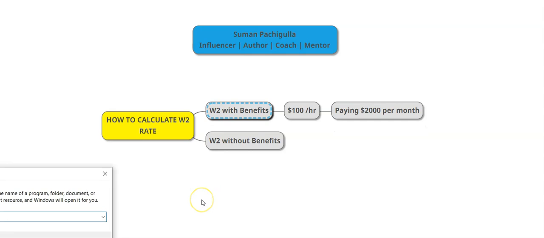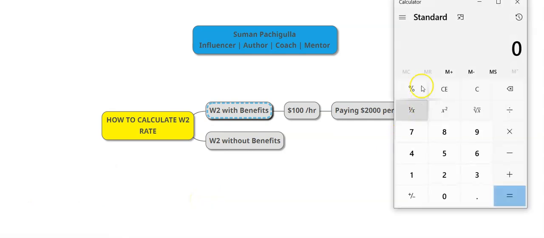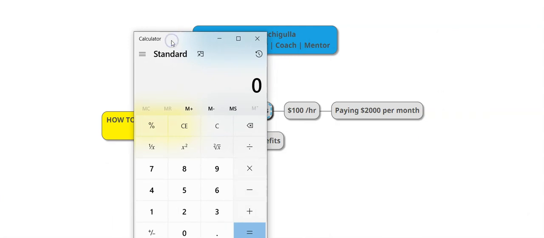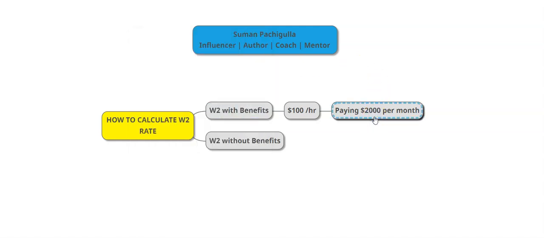So what is going to happen here? Let me open the calculator for you so that we can calculate. It's $100, one week, and four weeks, so $16,000. From the $16,000, we have to deduct $2,000, and the rest, $14,000, will be taxed. Clear? Because $2,000 has gone towards the benefits and premium. Now if it is without benefits, then the whole $16,000 is going to be taxed.